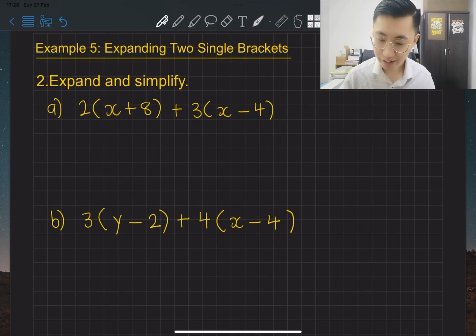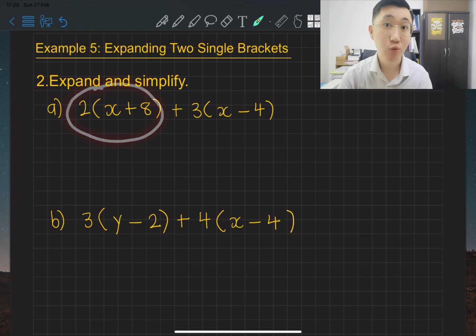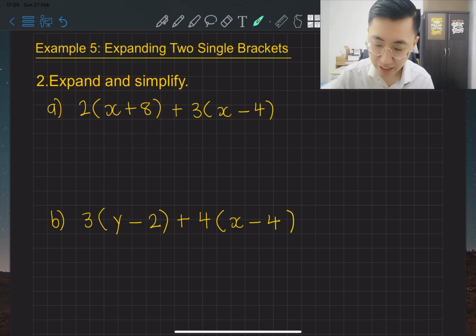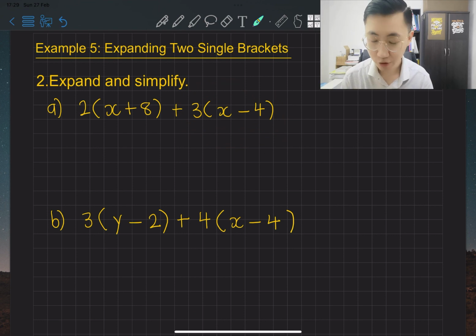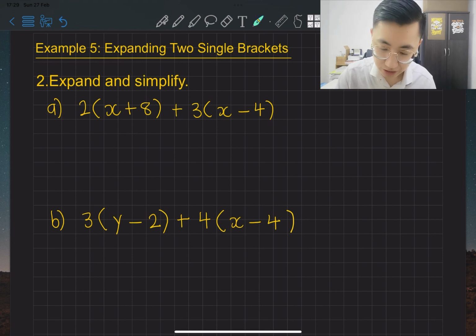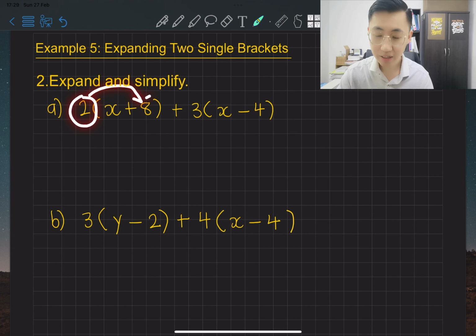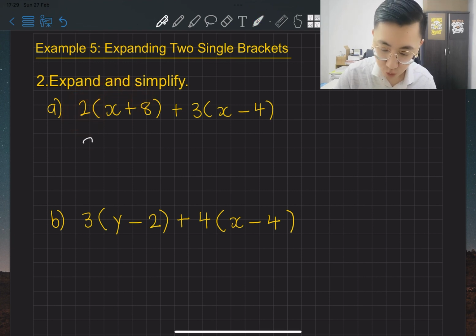Example 5. Expanding 2 single brackets. It's something like this. You will see one bracket where you need to expand, and another bracket where you will need to expand again. That means you open up the bracket by multiplying. Now let's see question 2a. Expand and simplify. First step, take 2 multiplied with x and then repeat again 2 times 8. So you will get 2x plus 16.